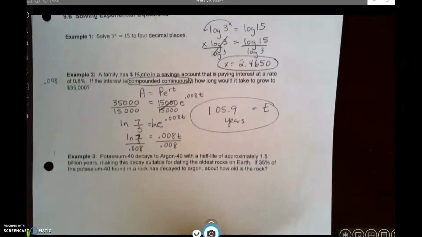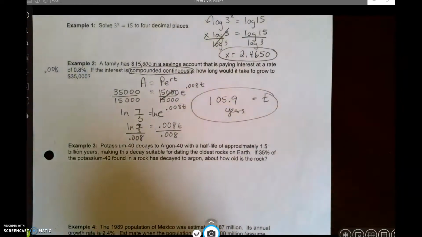Okay, let's look at example 3. Potassium 40 decays to argon 40. Just want to make a note. The 40 is just part of the name. It's not going to be a number we use in the equation.